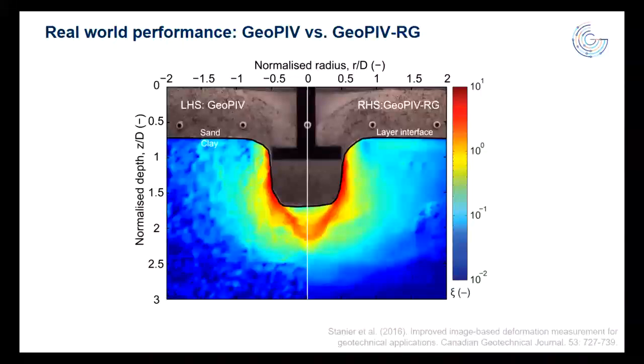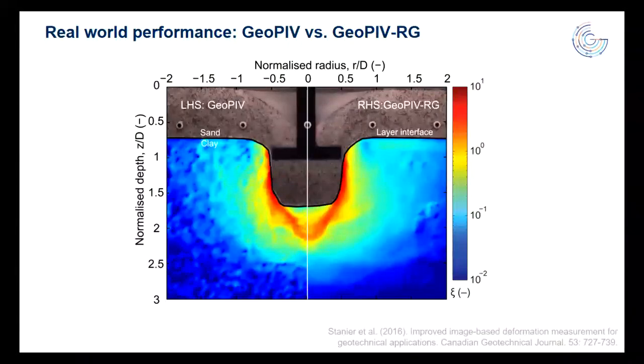The effect on real-world performance can be seen by comparing the left and right-hand sides of this experiment here. So we've looked at exactly the same sequence of images. We're plotting the accumulated shear strain here, and I'm cheating a little bit because I've plotted it in a logarithmic scale in order to amplify the effects in the far field. But you can see there's a lot of noise in the original algorithm in the far field on the left-hand side compared to that you get from the new algorithm on the right.